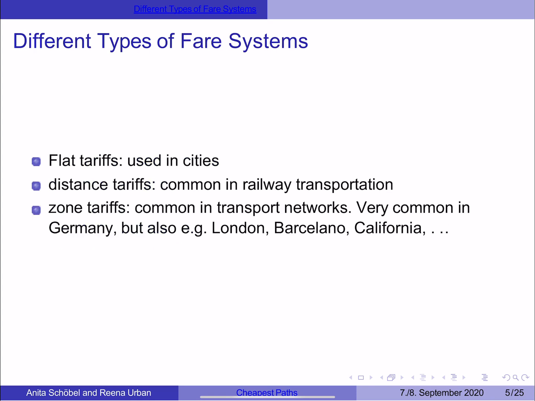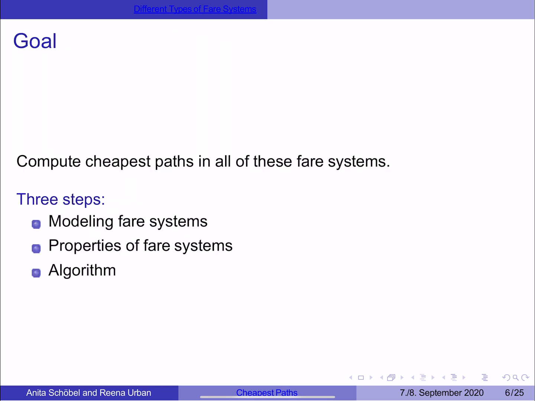So these different types of fare systems are very common. Flat tariffs are used in cities. Distance tariffs are very common in most railway transportation in the world. And zone tariffs are very common in transport networks where different public transport providers act together. That is very common in Germany, but you also know them from London, Barcelona, California and other cities.